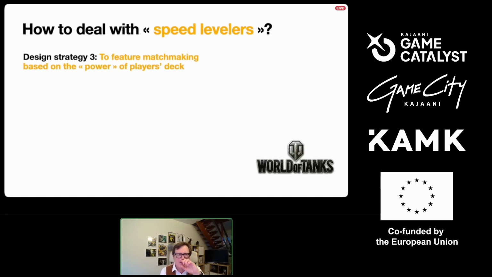I like this example because World of Tanks is really a hardcore game. It's very difficult. It's a great game. And clearly, they don't want to limit the players' playtime, but they use the matchmaking to make sure that even if you speedrun, you won't get any advantage in this competitive game.